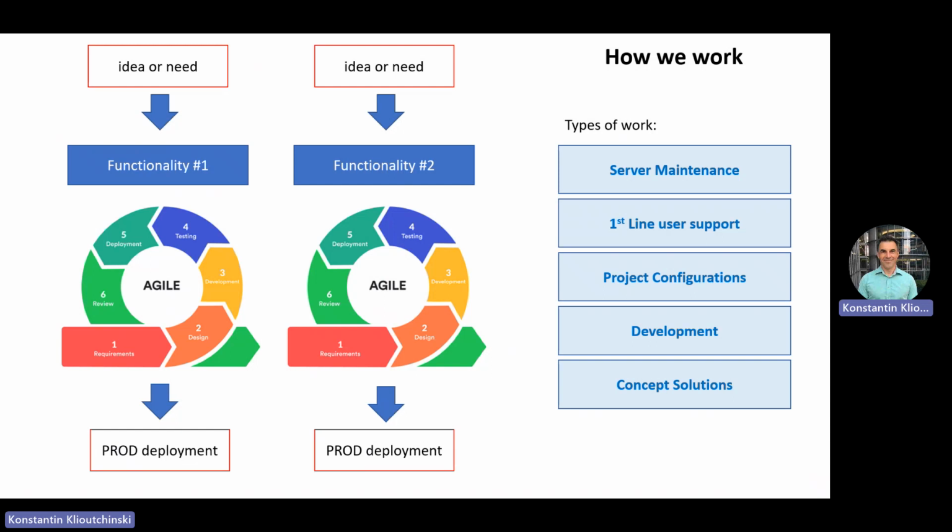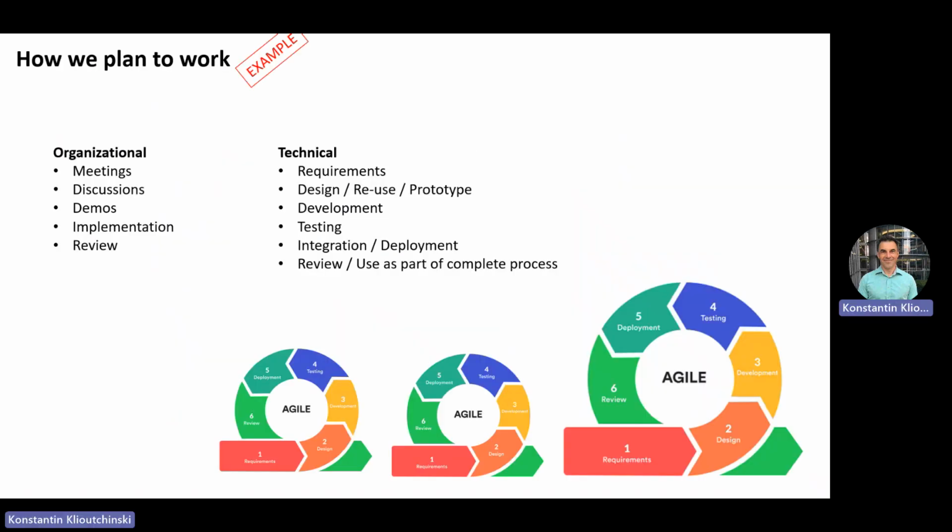From concept, you move to development, to project configuration. When it's ready, you have first line support, and of course, server maintenance is used to deploy the solutions. So this is how the big project works. So you might have multiple small and big agile processes in your project.